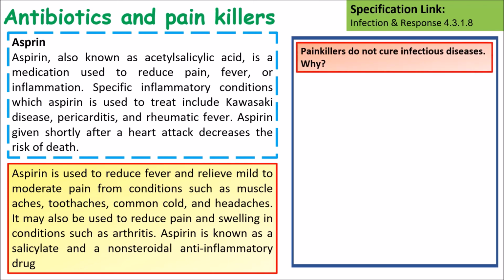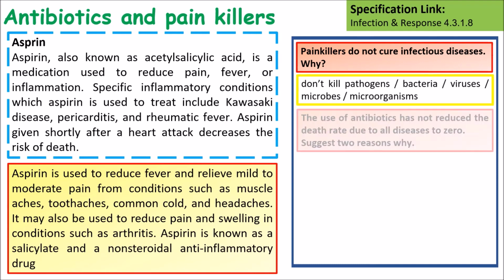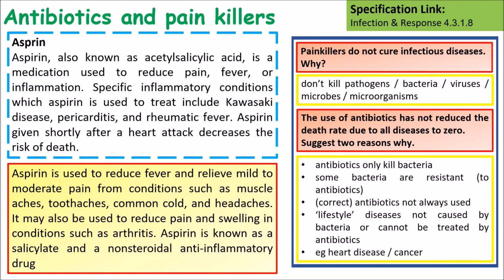Painkillers do not cure infectious diseases. Why? It's because they don't kill the pathogens. The use of antibiotics has not reduced the death rate to zero. Why? It's because antibiotics only kill bacteria. Some bacteria are resistant, and not all pathogens are bacteria. Things like heart disease and cancer aren't caused by a pathogen.